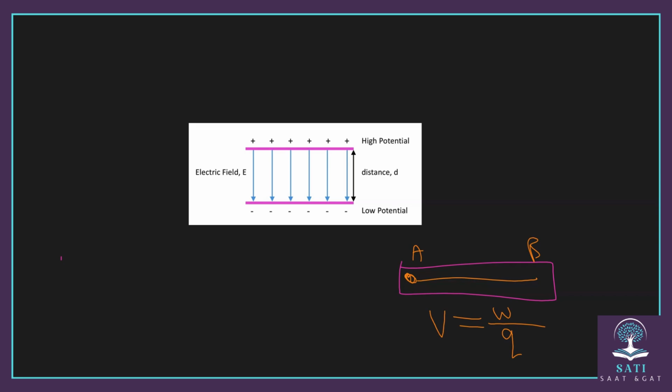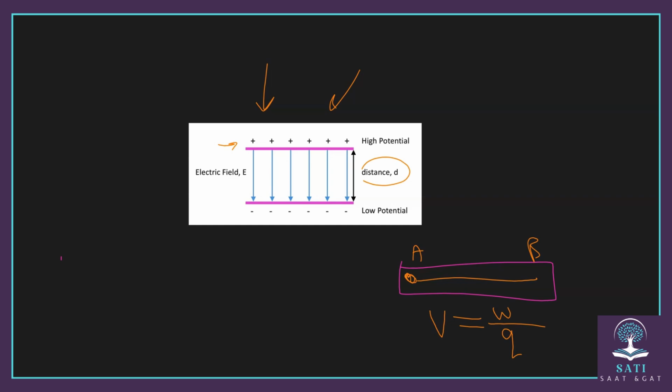Okay, second one now. If I have a uniform electric field, what is a uniform electric field? It is the field that has all the lines parallel to each other, and it has the same intensity in all places. This uniform electric field is related to the distance between the two plates, from the higher potential plate to the lower potential plate, and also to the voltage.